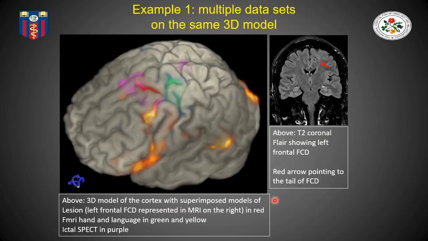Now, this is the first example. So this rendering of the brain is clearly patient-specific. And what you can see in this picture is that we were able to highlight where the lesion is, which is this left frontal focal cortical dysplasia, and where was the area of activation of the SPECT, where was the hand motor, and where was the speech function in relation to the lesion in itself.